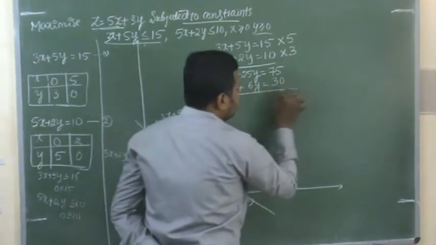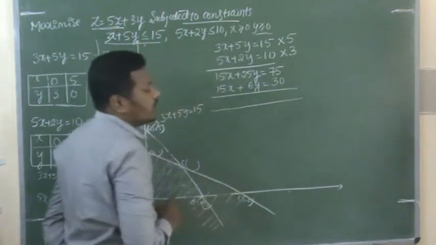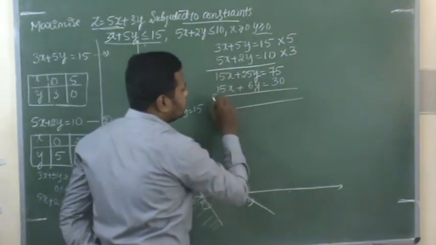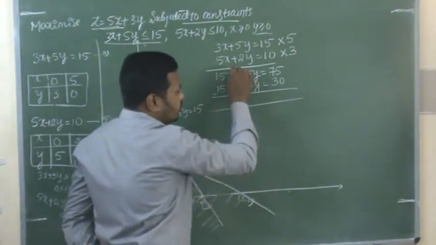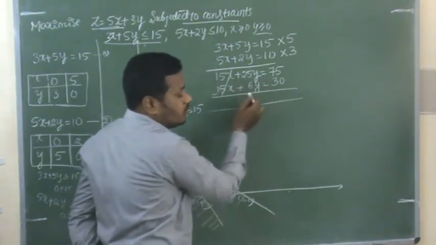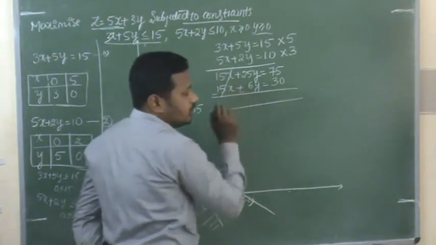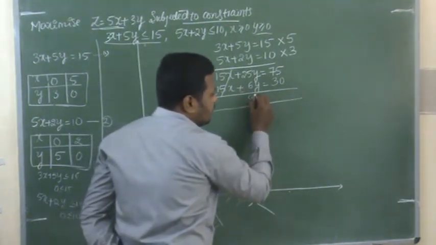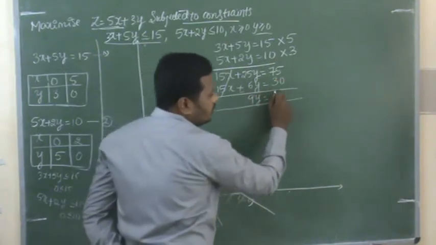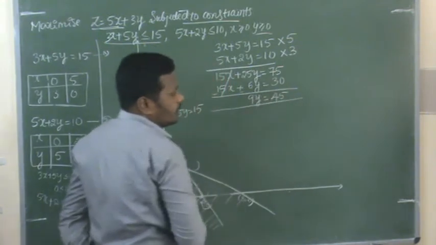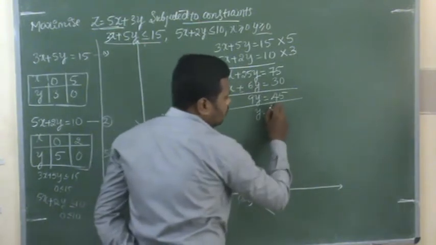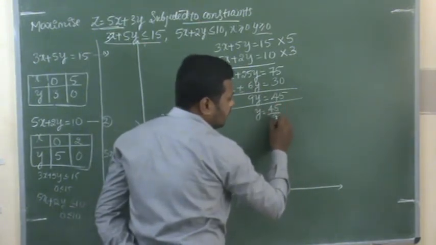By solving these two equations, on subtracting, what do we get? 15x gets cancelled. 25y minus 6y, that is 9y, is equal to 75 minus 30, 45. Now y is equal to 45 divided by 9.